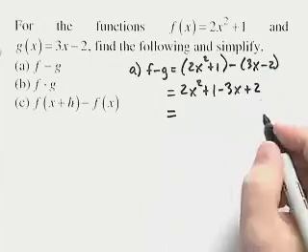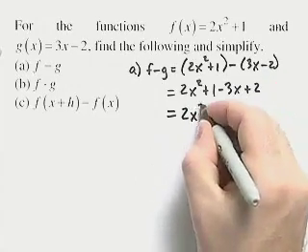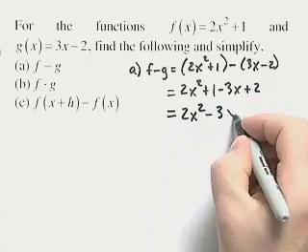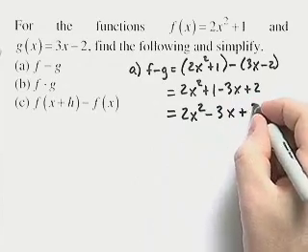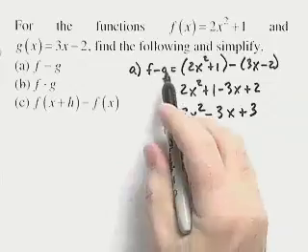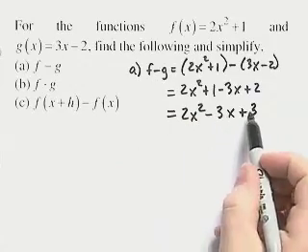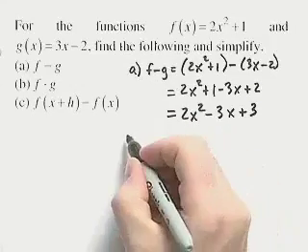And we can simplify by collecting like terms. We'll have 2x squared minus 3x, and then 1 plus 2 gives us plus 3. So f minus g is equal to 2x squared minus 3x plus 3.